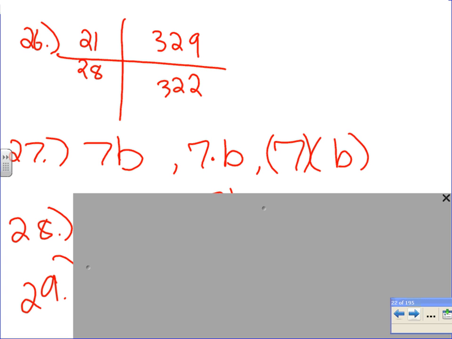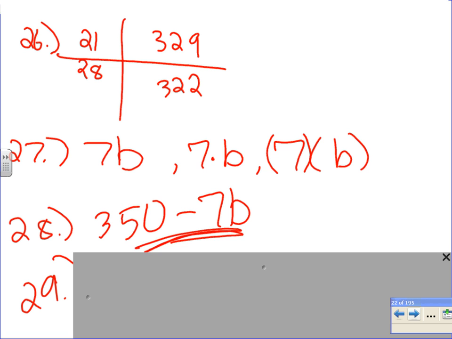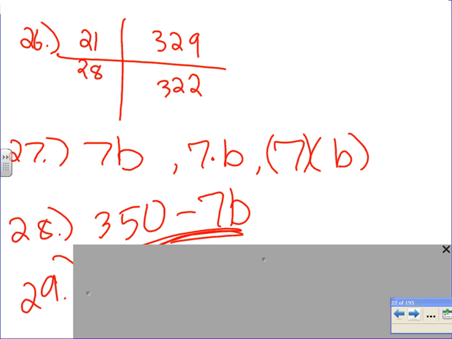Okay, 28, Donatus, what did you have for your expression? Close. Very close. Mary? 7B, but yes. So 350 minus 7B. Can someone explain? I thought you said 150. Didn't you say 150? Did anyone hear him say that? Did you hear him say 350 or 150? Okay. Maybe you said 150 by accident.